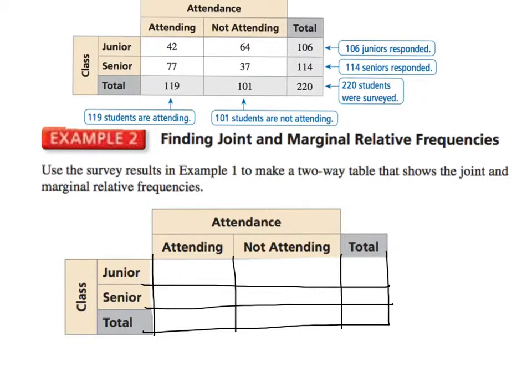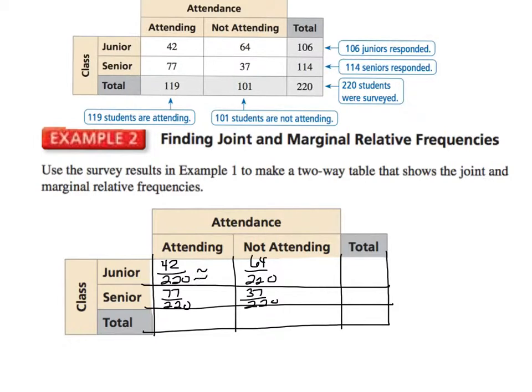It's the ratio of the frequency that is not in the total row or total column. So not total row, total column. So we're not doing 119, 101, 106, or 114. Basically, it's the total of everything. So the junior would be 42 divided by 220. All you're doing is dividing each of these by 220. 77 divided by 220. 64 divided by 220. 37 divided by 220, but we're giving them as decimals.